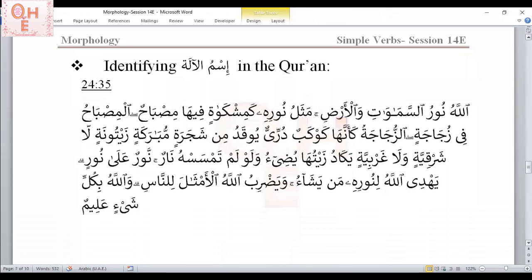So again, we are going to browse over this verse, and we're going to try to find ismul ala. So we are going to definitely look for either mim kasra, mi, or mim fatha, ma. So let's browse over.